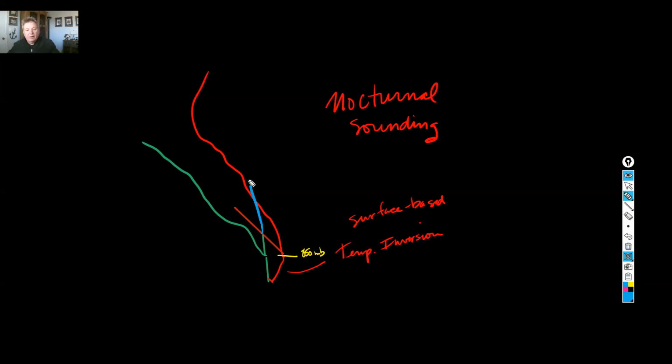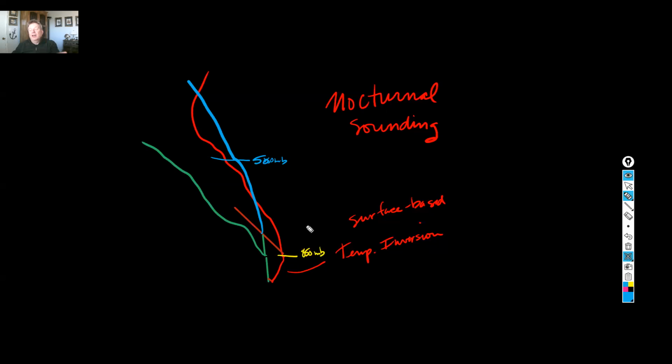And now my parcel going up wet adiabatic. Then I get some CAPE that's going on in here. And if this is 500 millibars, then I would have a negative Showalter index, even though my lifted index was positive. Stable air from the surface, but I have to lift it here.